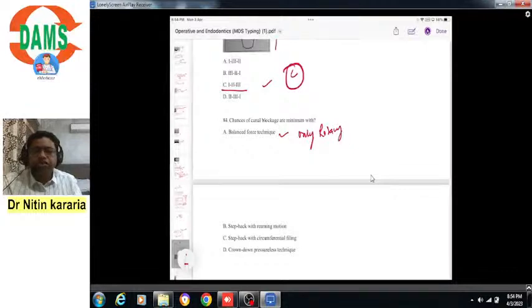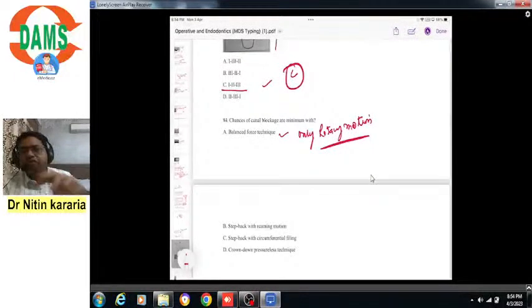Only rotary motion is used. No pulling and rasping of the file is done. Only clockwise, anti-clockwise turn is done. Step back with reaming motion. What is reaming motion? It is penetration into the root canal, rotation and retraction from the root canals.